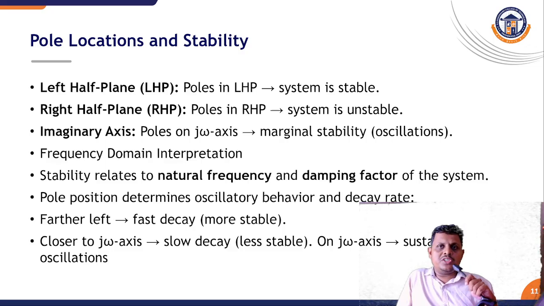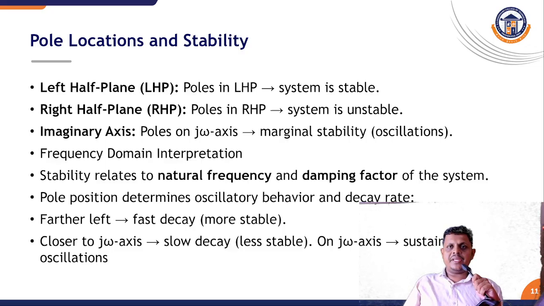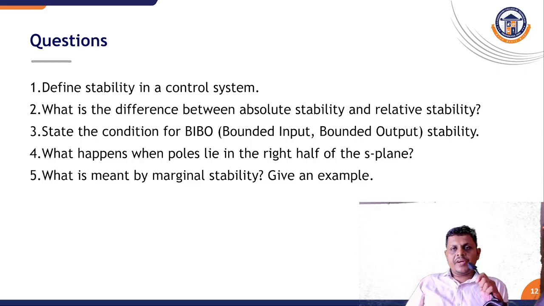And the frequency domain interpretation: the stability of the system can relate to the natural frequency and damping factor of the system. Pole position determines oscillatory behavior and decay rate. So based on this, we can classify the system based on the pole location, and the stability of the system can be analyzed. And finally, there are some questions for this.